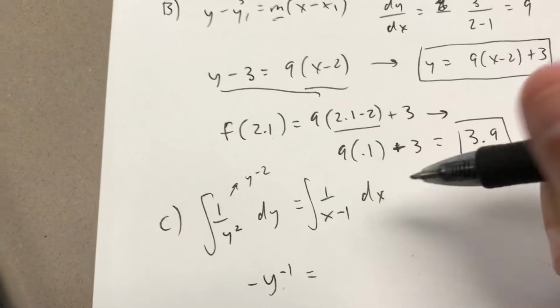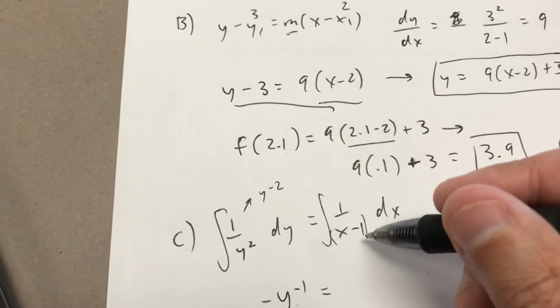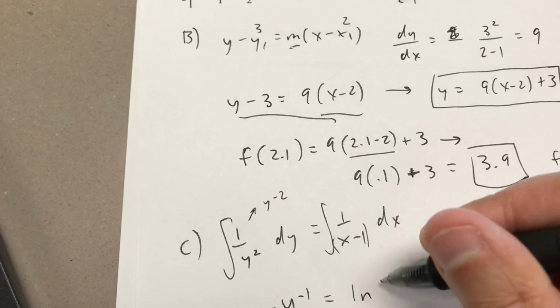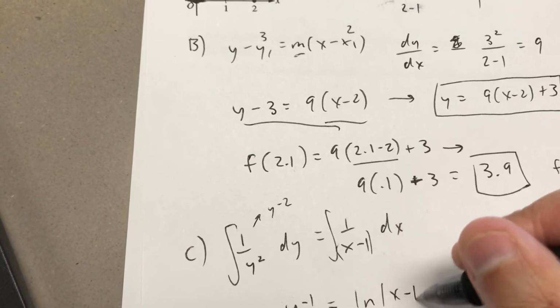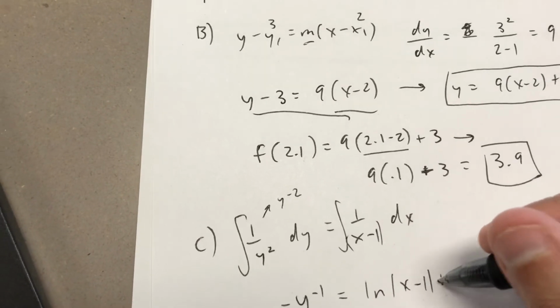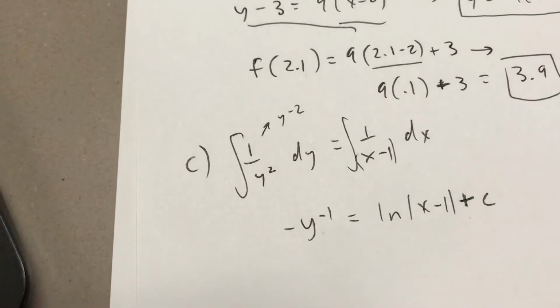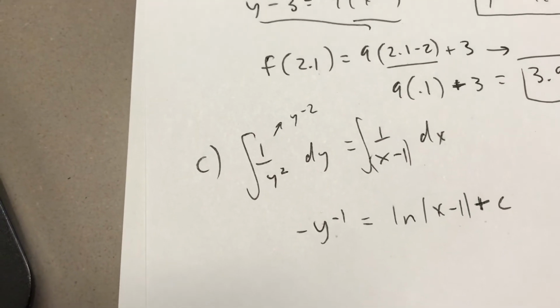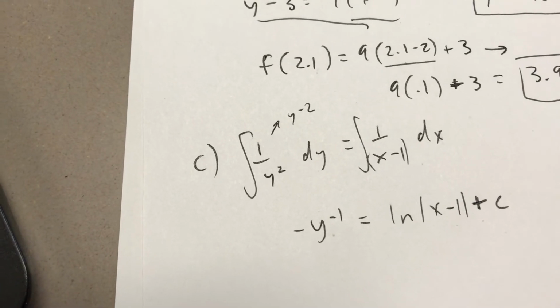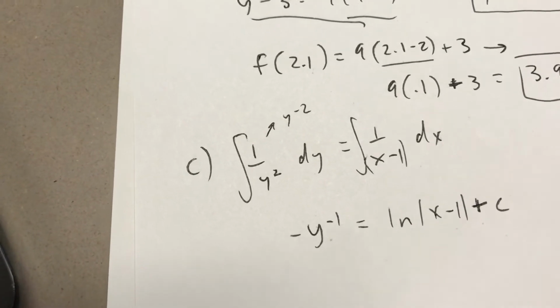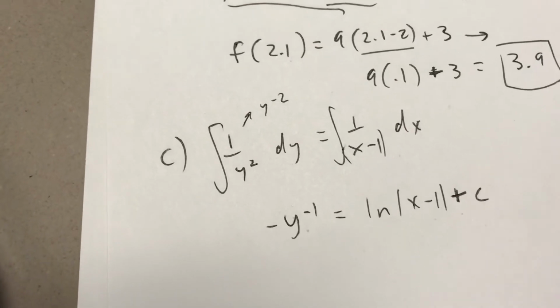We've got a reciprocal on this side. Notice the derivative of the inside function is 1, so we don't have to worry about the chain rule here. It's the natural log of the absolute value of x minus 1. Cannot stress enough, make sure you have that plus c there. If you leave off that plus c, basically everything else in the problem you're not going to be able to do.